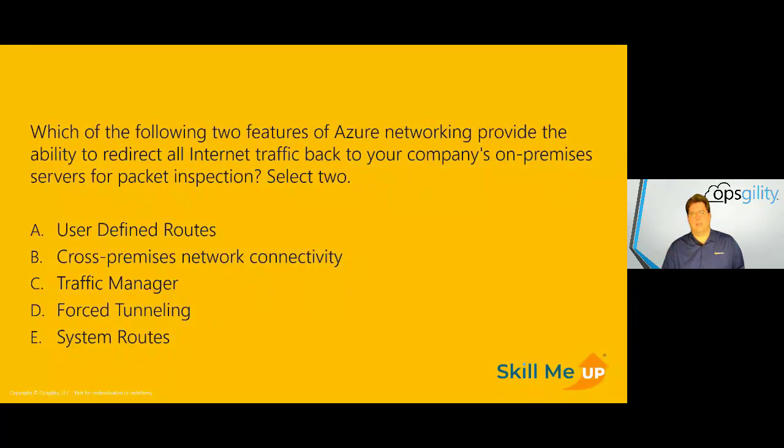So let's pause for another knowledge check. Which of the following two features of Azure networking provide the ability to redirect all internet traffic back to your company's on-premises servers for packet inspection? And there are two options here.